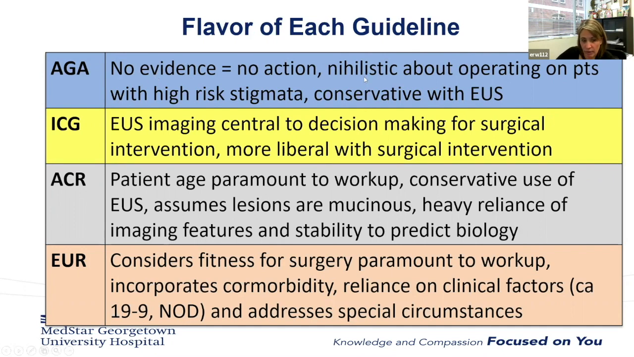So they're very nihilistic about operating on patients overall with high-risk stigmata, and they're very conservative with the use of EUS, whereas the ICG is really focused on EUS as essential to decision-making, and it's more liberal with surgical interventions overall. The ACR is really using patient age as an essential variable. They're very conservative about the use of EUS. They assume that imaging can tell you if the lesion is mucinous. They have a heavy reliance on imaging features and stability over time to predict biology, which is not yet really data-driven at this point. And the European guidelines consider fitness for surgery paramount to the workup and incorporate comorbidity, reliance on clinical factors, and special circumstances.